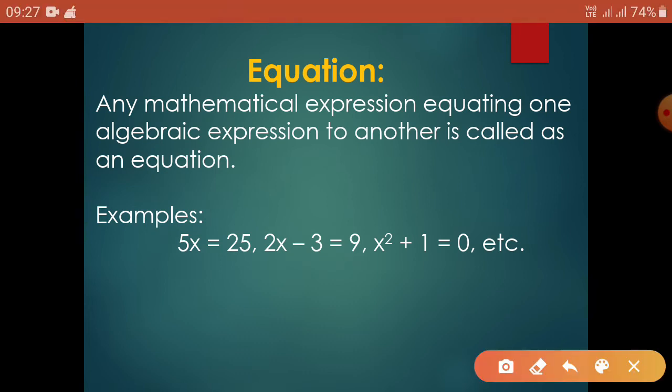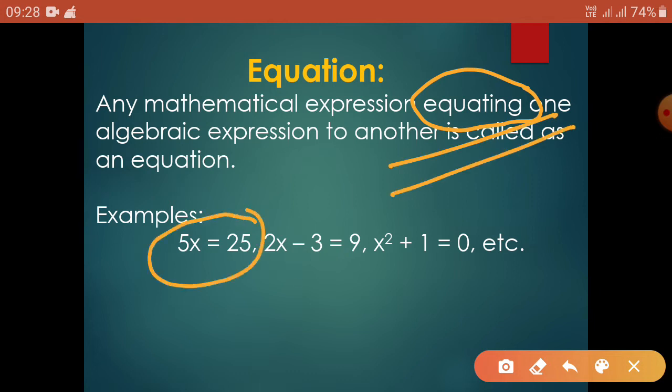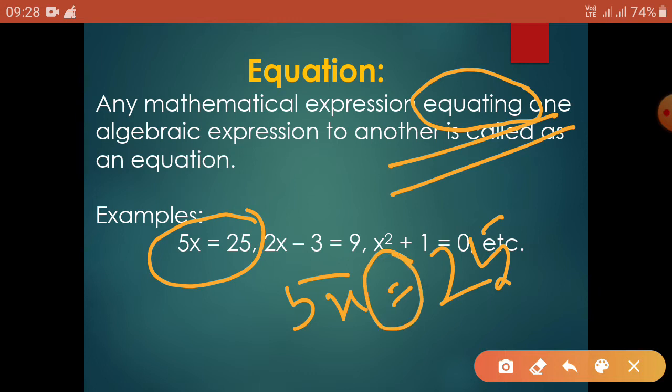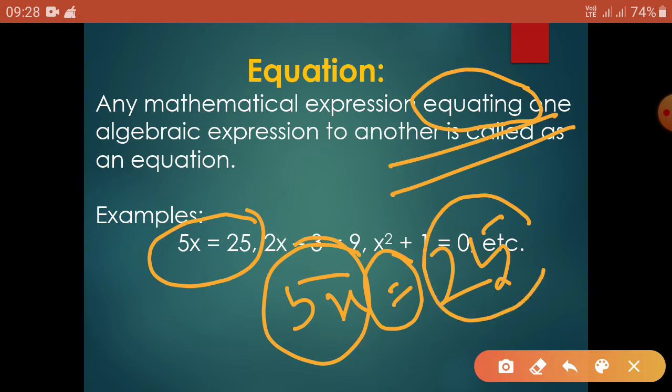Now the question is, what is an equation? An equation is a mathematical expression equating one algebraic expression to another. So you have to learn it very carefully. Equating. So take an example. Here 5x equal to 25. So this is the equal sign. That means the right hand side is equal to the value of the left hand side.